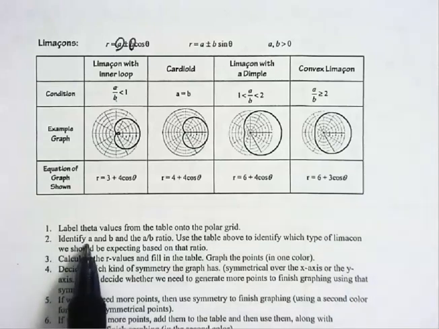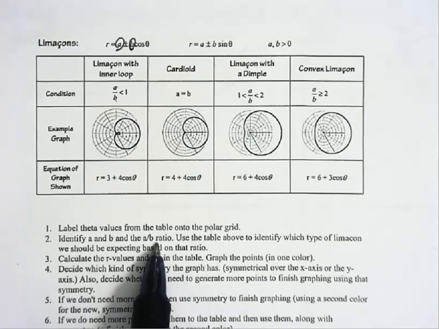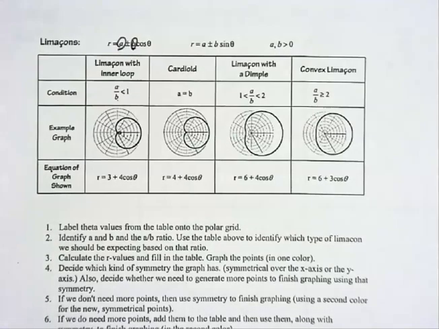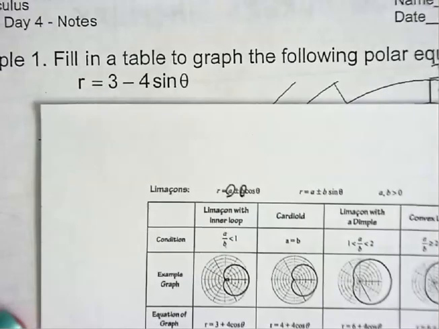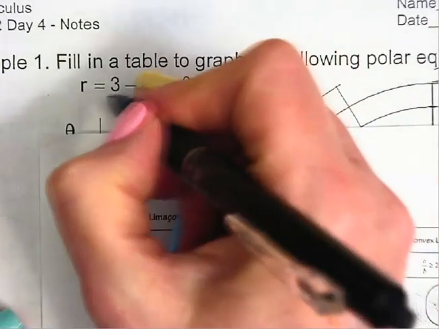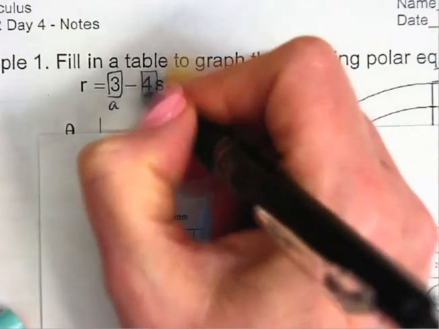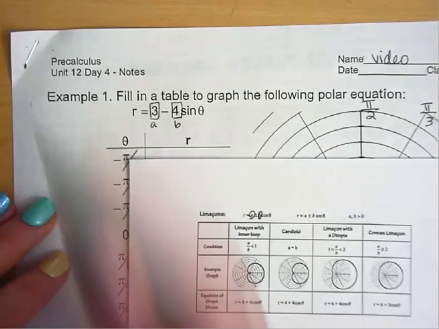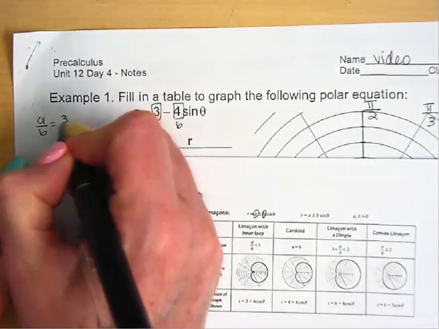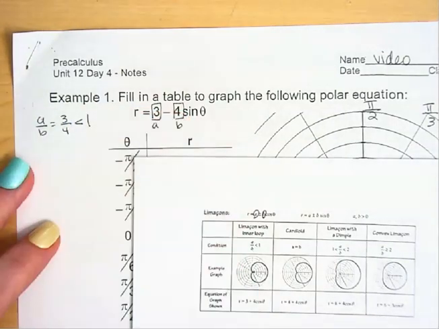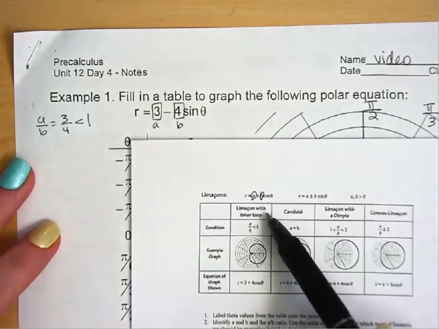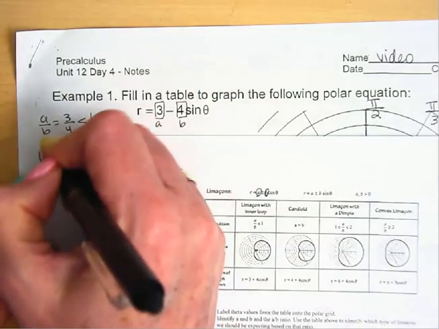So that's why we want to figure out what this A over B ratio is so we can know which shape we're expecting to draw from our given points. So in this particular problem, this is my A right here, the 3, and this is my B, the 4. So I'm going to write that as a ratio, A over B, and this is less than 1. So I know that I'm expecting to end up with a shape that is a limicon with an inner loop. So I'm just going to make a note of that here.